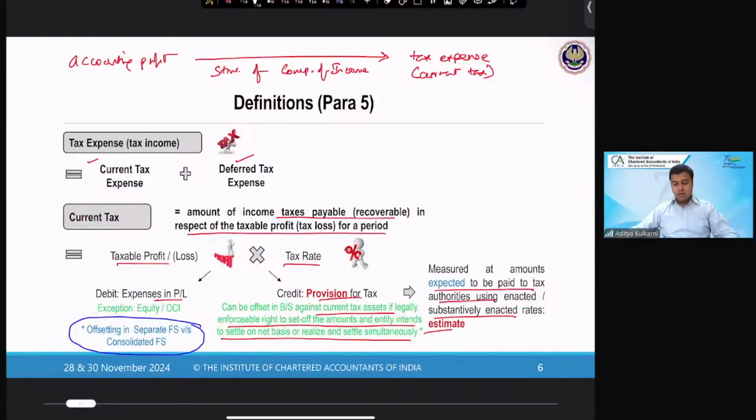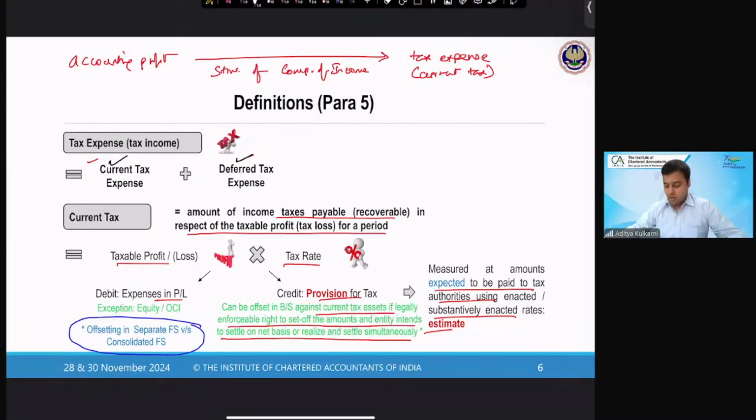Coming to the next one, tax expense. The expense that hits your P&L. In the P&L below the PBT, you have the tax expense that is made up of two components. One is your current tax and one is your deferred tax. Current tax expense, deferred tax expense. So when we talk about your current tax, it is nothing but the amount of income taxes payable or recoverable in respect of the taxable profit or tax loss for a period.